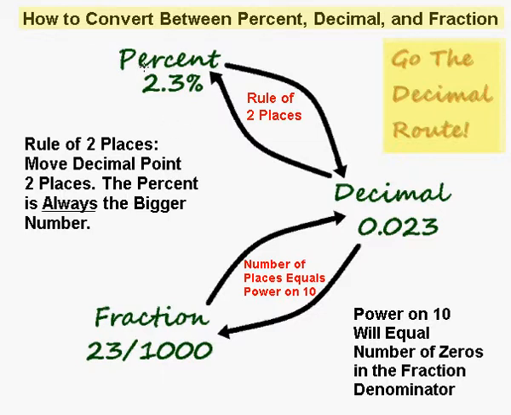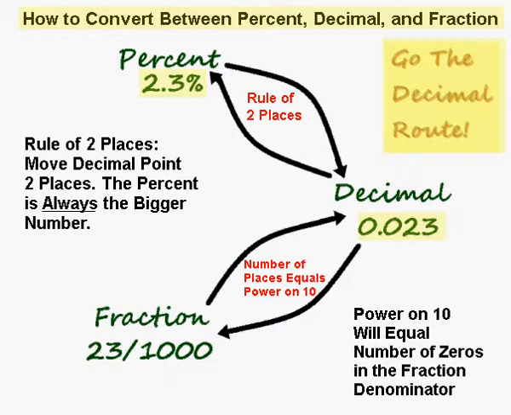Here's the example I have here, 2.3%. We're wondering, well, what fraction is that? Well, we turn it into a decimal by using the rule of two places, which is move the decimal point two places. And the percent is always the bigger number. Now, in order for 2.3 to be a bigger number, we have to move the decimal point left two places and turn that into 0.023.